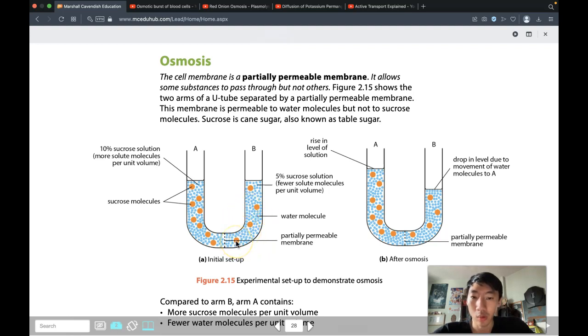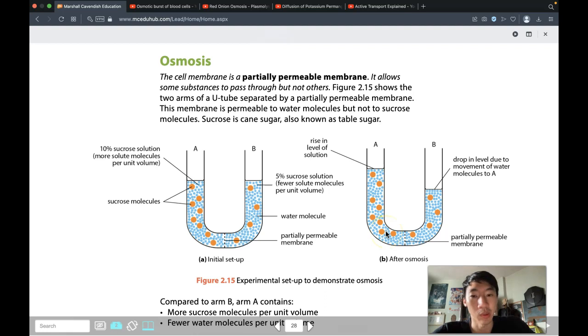Now, because the sucrose molecules are not able to pass through the partially permeable membrane, the sucrose molecules will stay in their own region. Those in A will stay in A, those in B will stay in B. However, the water molecules can pass through the partially permeable membrane. So what we see is this. There will be a movement of water molecules from B towards A. Okay, to be more specific, there's actually a net movement of water molecules, which means that there's an overall movement from B to A.